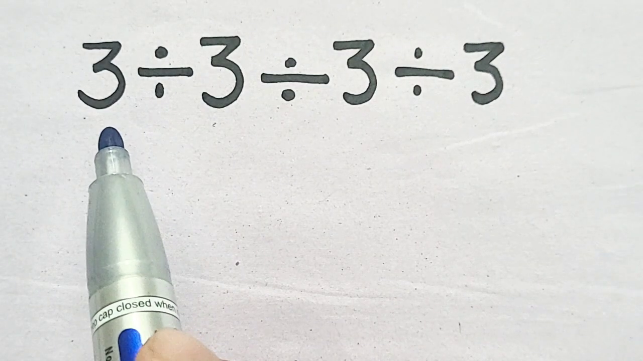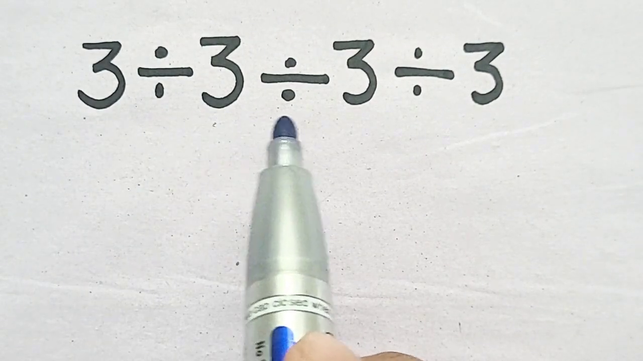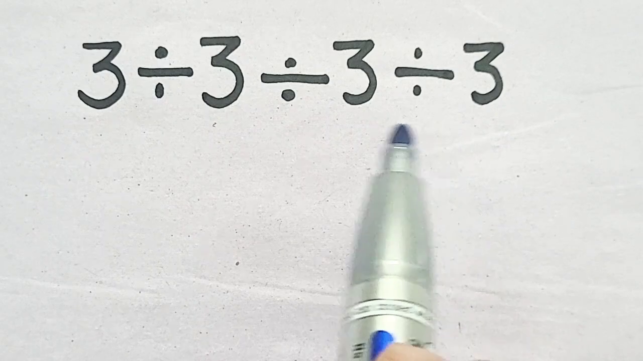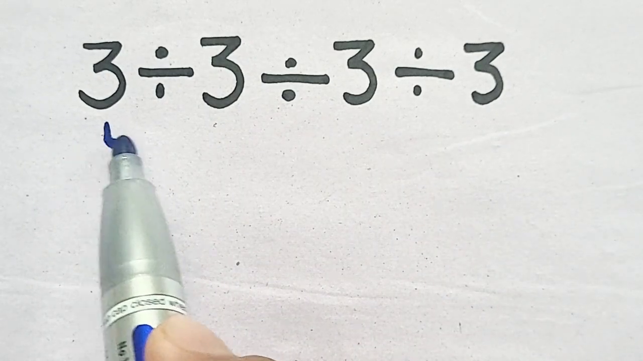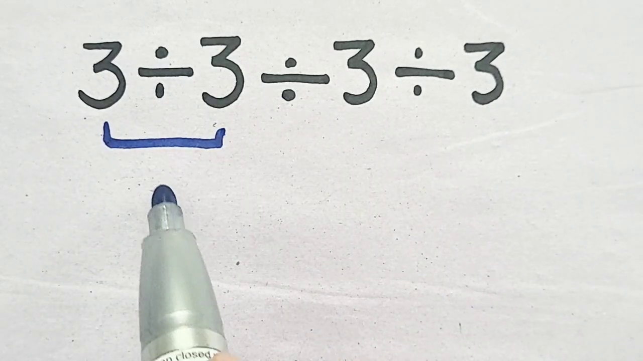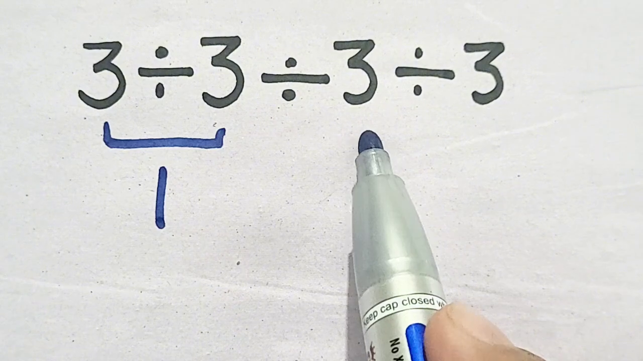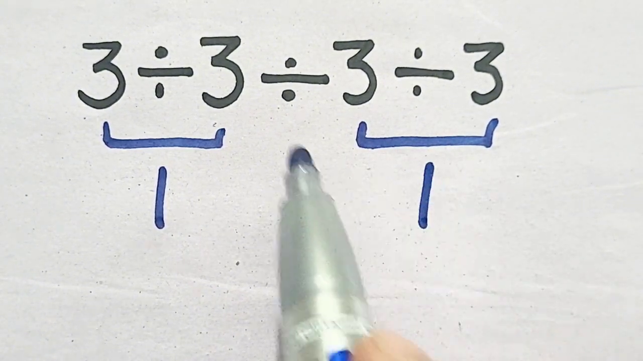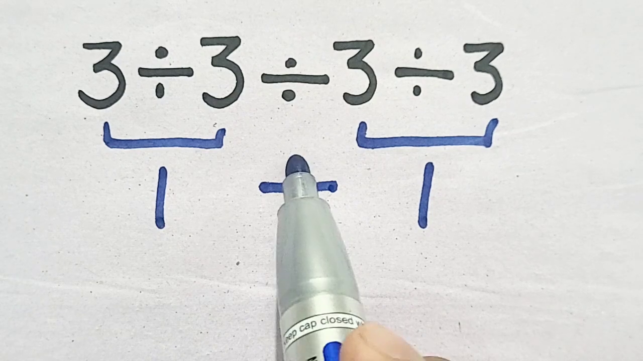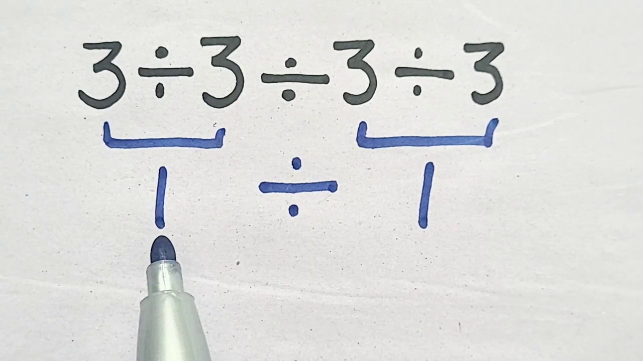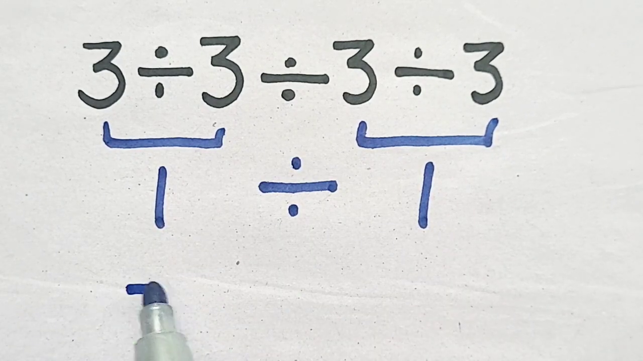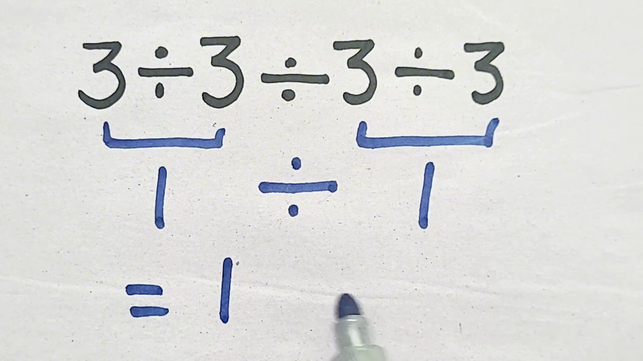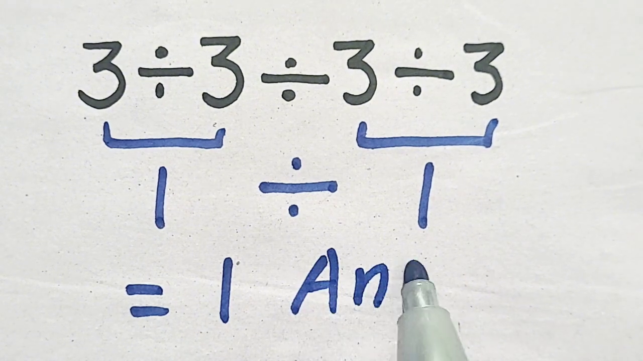Hello, we have a new question: 3 divided by 3, divided by 3, divided by 3. 3 divided by 3 is equal to 1. Similarly, this 3 divided by 3 is equal to 1. And we have division between them. So 1 divided by 1 is equal to 1, which is our answer.